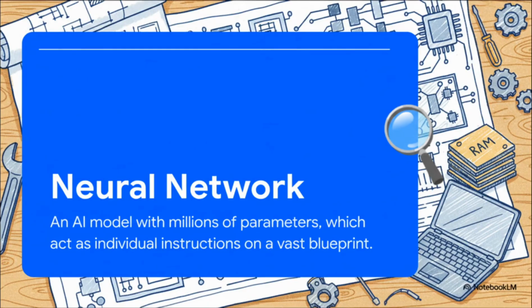So what about that blueprint? Well, that's the neural network. It's this massive, incredibly complex AI model, and it's built from millions, or these days, literally billions of things called parameters. Each one of those parameters is like a single tiny instruction on that gigantic architectural blueprint. So the more parameters you have, the more complex and detailed your blueprint is.